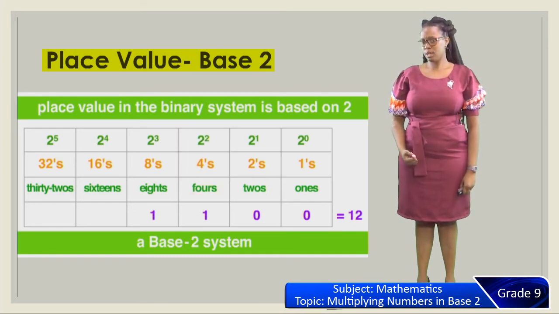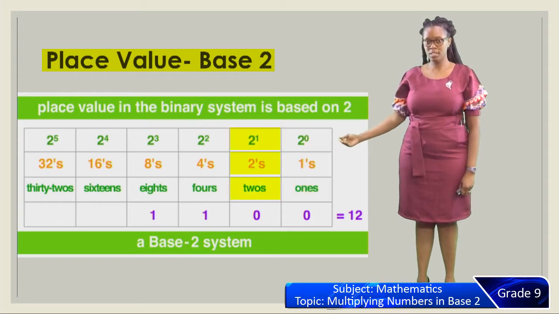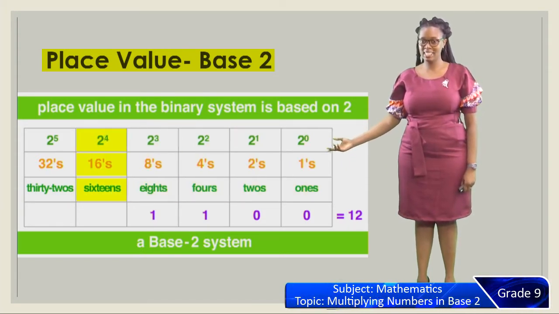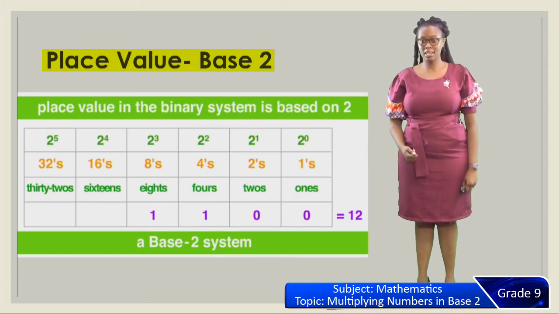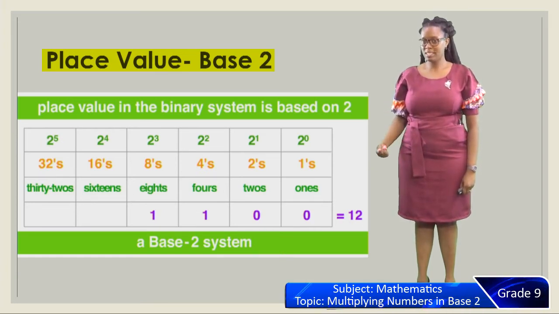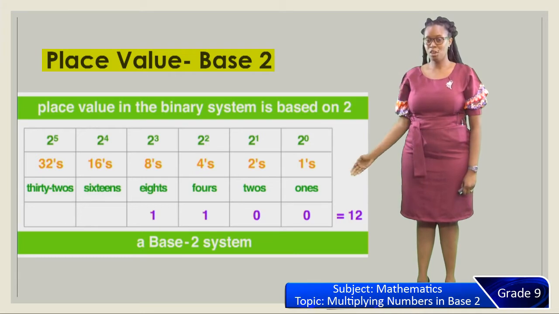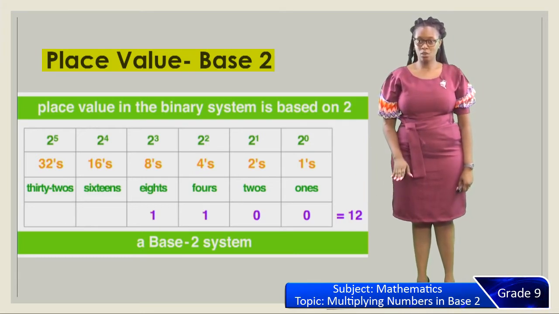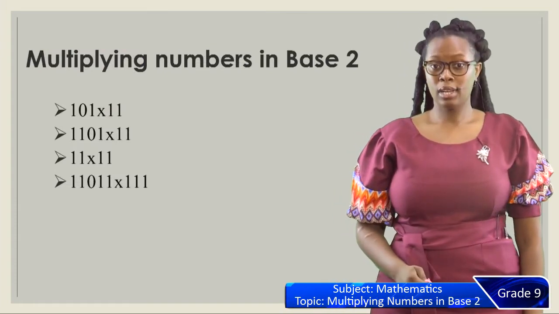So for the base 2 number system, the place values would be 1's, 2's, 4's, 8's, 16's. Whereas the place values in the base 10 number system would be 1's, 10's, hundreds, thousands, 10,000. This is how we arrive at the place value for numbers depending on which number system we're dealing with. So now we're going to look at some examples.